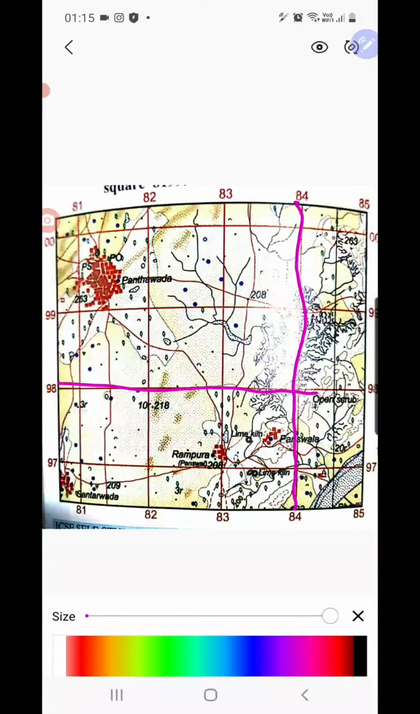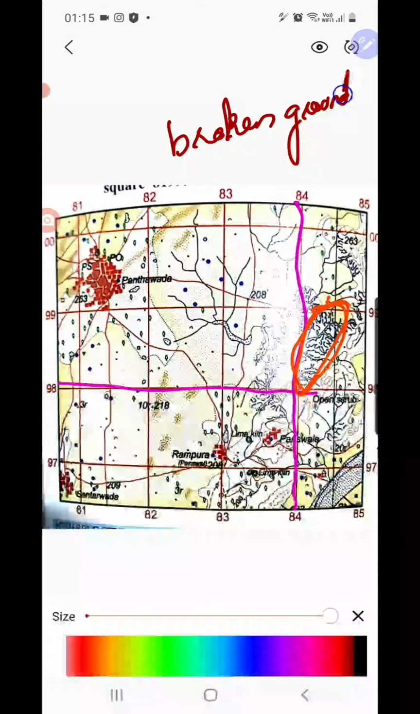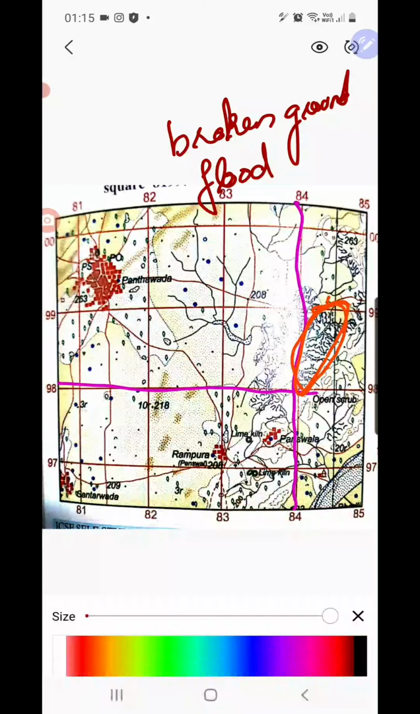Whenever you find this kind of figure, you understand that is broken ground. How is this broken ground formed? The broken ground is formed due to flood. Why? Because during the flood, water is overflowing. Then during the drought season, the summer season, this region flooded by the river water becomes barren and dries up, and cracks appear on the land. This is how broken ground is formed.